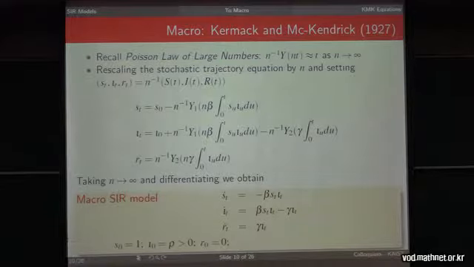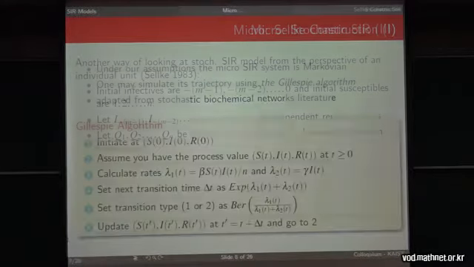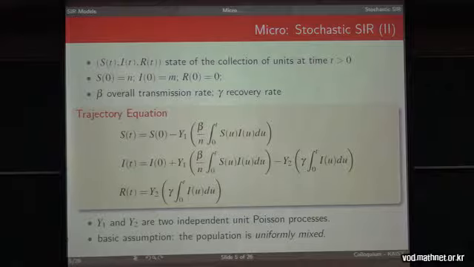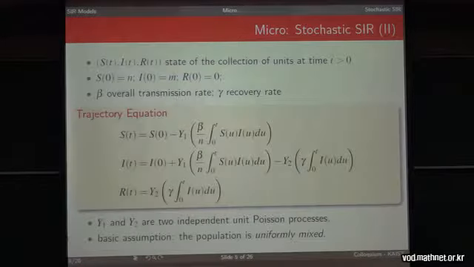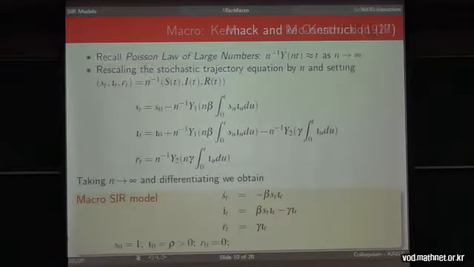So if I rescale my stochastic trajectories, if you remember how I was doing this earlier, I was basically writing these Gillespie stochastic trajectories. If I now rescale this process by dividing everything by n, where n was the initial number of susceptibles, I claim that I can obtain the classical law of large numbers version of this process, which will give me the standard SIR.